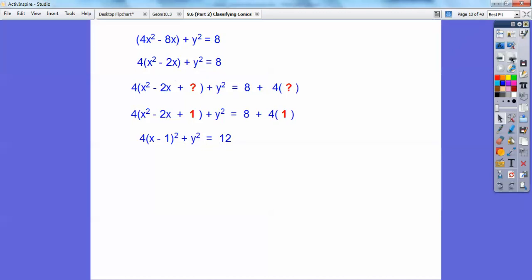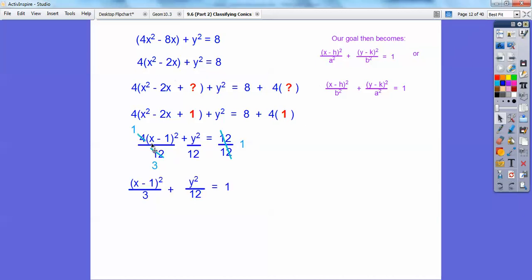So our goal was to get it to look like this, either this one or this one. So since it equals 12, I'm going to divide everything by 12. When I divide by 12, I get (x minus 1) squared over 3, because 4 goes into 12 3 times, plus y squared over 12 equals 1.